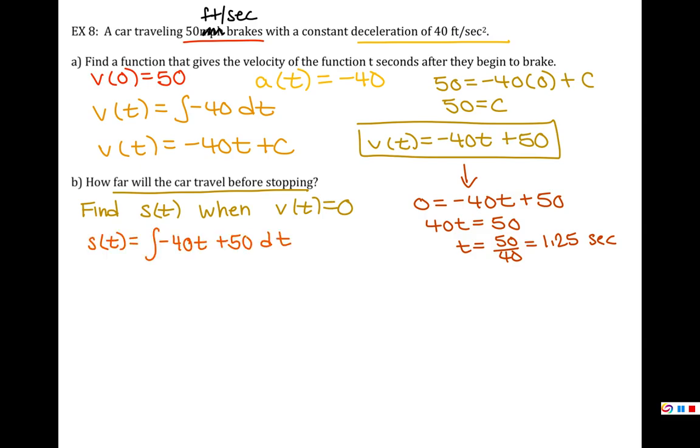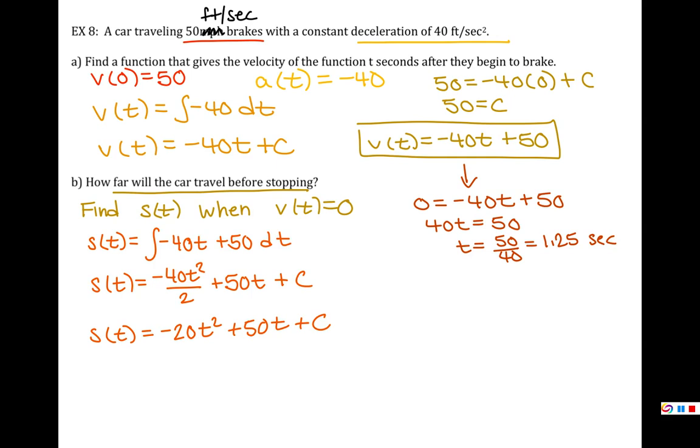The next thing I have to do is find my position function. Position will be the antiderivative of velocity. So I'm going to take the negative 40t plus 50 and integrate that. I get negative 40t squared over 2 plus 50t plus c. And I might as well reduce that to a negative 20t squared plus 50t plus c.